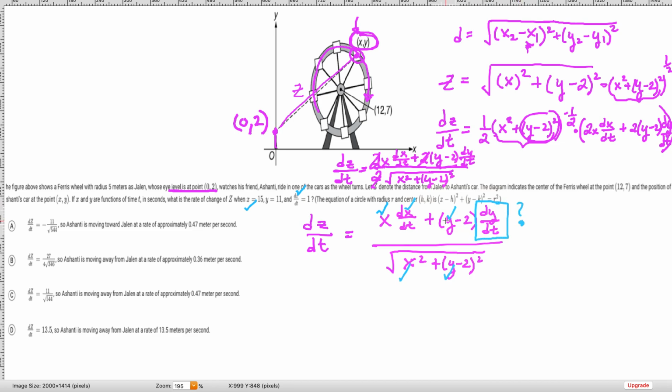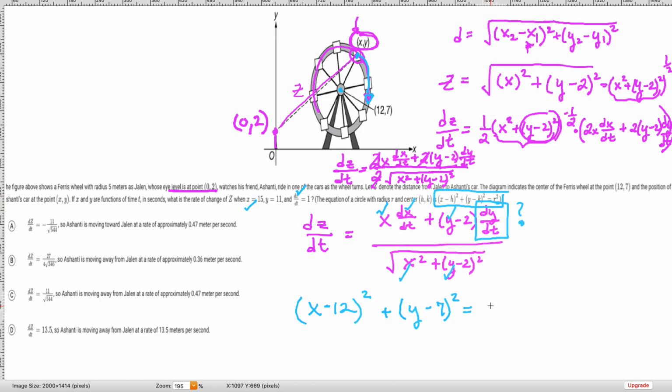And that's where this other relationship comes into play, where essentially we use the fact that this is a Ferris wheel, and it's a circle. So you have the equation of a circle right here, and you have the center for this circle right here. So there's also a relationship: x minus 12, because the center is 12. So the equation of the circle that I have is (x minus 12) squared plus (y minus 7) squared is equal to the radius squared.